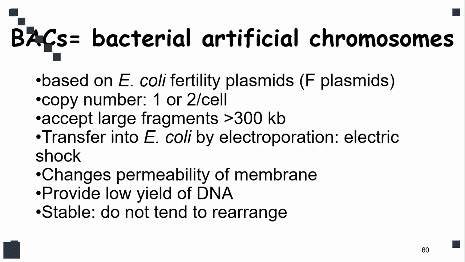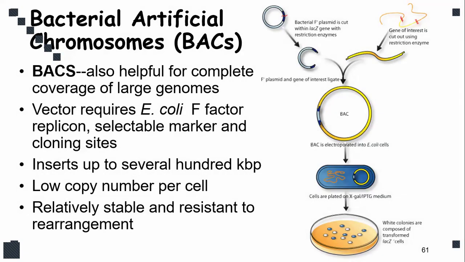Then the next is what is called a bacterial artificial chromosome. It is based on the E. coli fertility factor, with a copy number of 1 to 2 per cell. They accept larger fragments, up to 300 kb, transferred into E. coli by electroporation or electroshock, which changes the permeability of the membrane. That is why you are able to do that. It provides a low yield of DNA, is stable, and does not tend to rearrange. That's the beauty of the reaction.